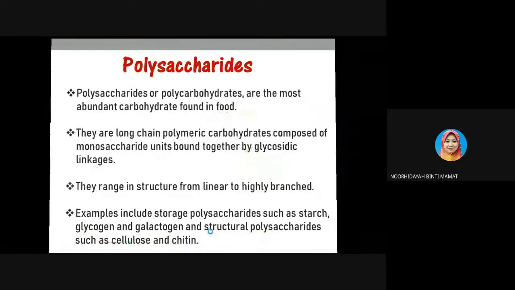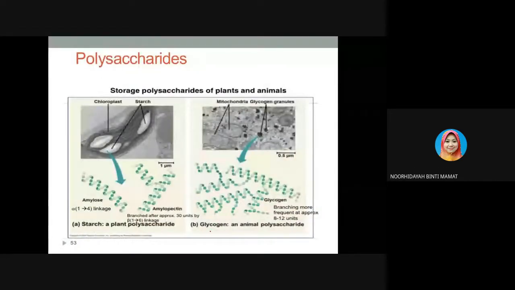So polysaccharides, as you can see from here, starch, for example. We also have glycogen. The storage polysaccharide in plants is stored as starch, while in animals or humans, it is stored as glycogen. So please don't get these two confused, but both are storage polysaccharides. First we move to starch, which is a plant polysaccharide.